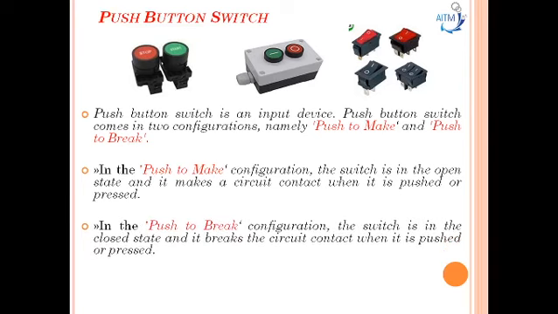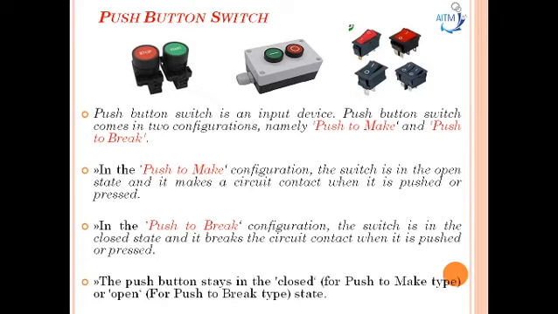Now the second configuration, that is the push to break configuration. In this, the switch is in the closed state and it breaks the circuit contact when it is pushed or pressed here. A push to break switch does the opposite of the push to make, that is, when the button is not pressed, the electricity can flow, but when it is pressed, the circuit is broken here. For example, a fridge light switch and alarm switches are examples of push to break.